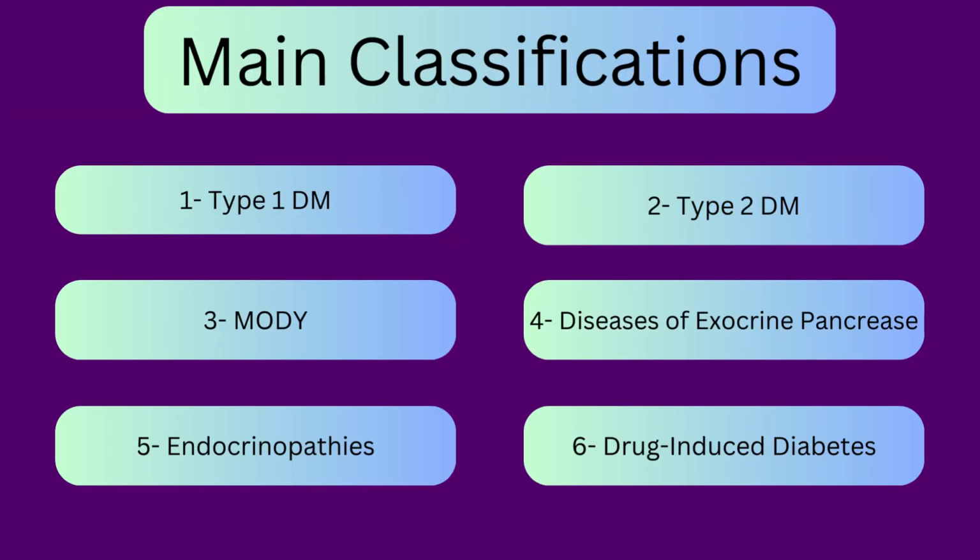In conclusion, we have different types of diabetes that can affect pediatric patients. Number 1, type 1 through autoimmune process. Number 2, type 2, especially in obese patients with a family history and acanthosis nigricans. Number 3, monogenic diabetes or maturity onset diabetes of the young. Number 4, diseases of the exocrine pancreas like cystic fibrosis. Number 5, endocrinopathies like Cushing syndrome. Number 6, drug-induced diabetes as with steroid therapy.